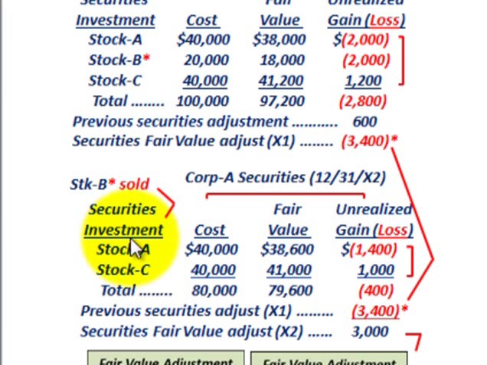It was sold, so that wouldn't be part of our available for sale securities here. So all we have is stock A and stock C sitting here. It can include stock B, and we haven't purchased any other stock. So that's what we're holding here.